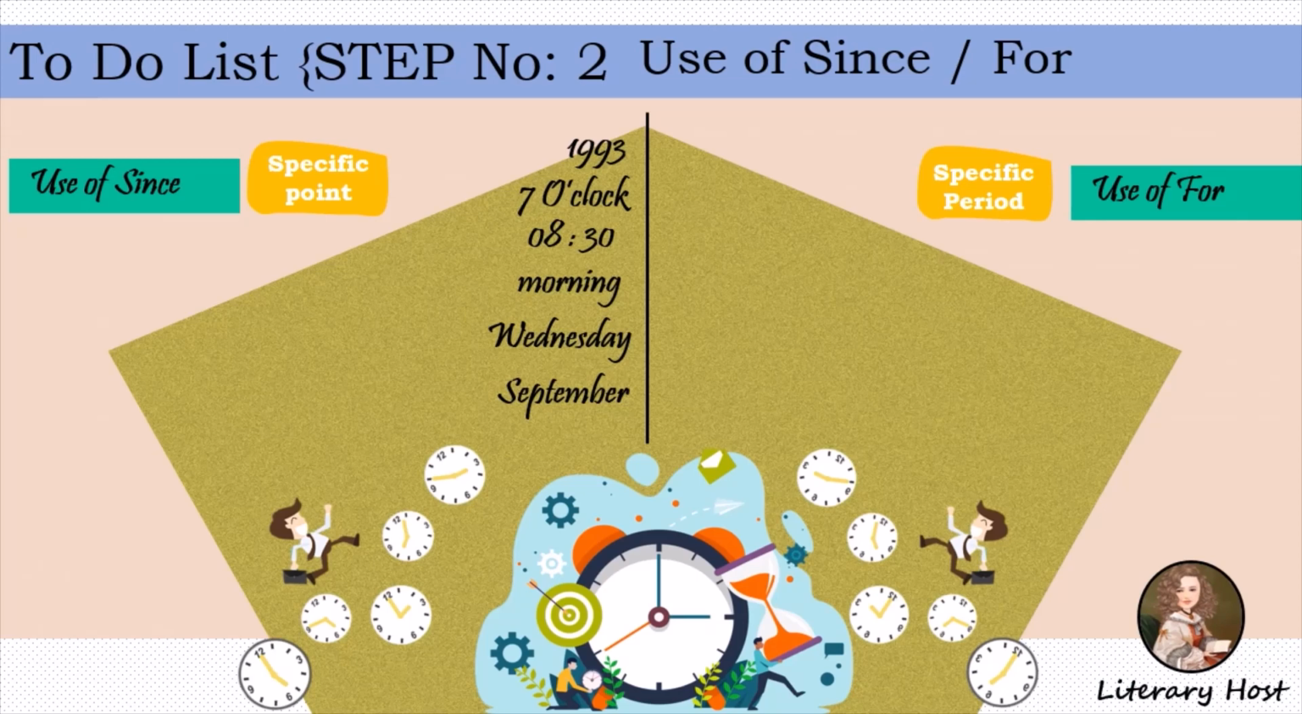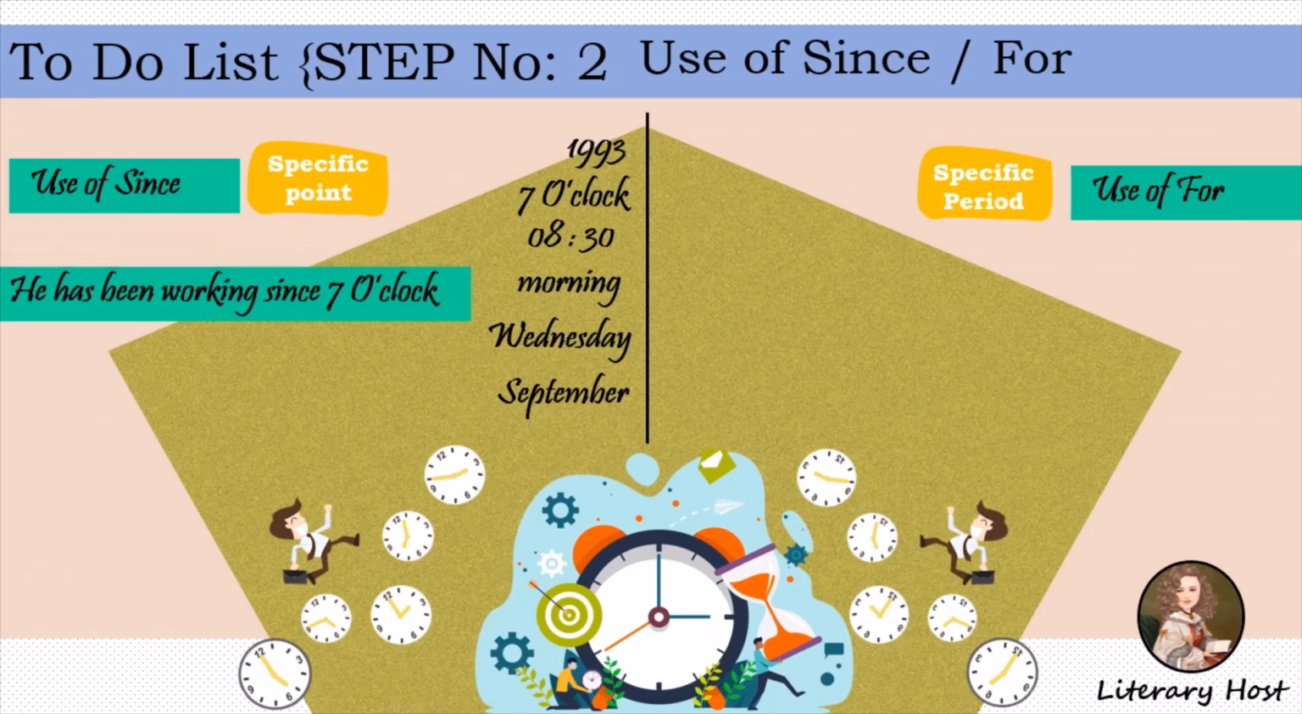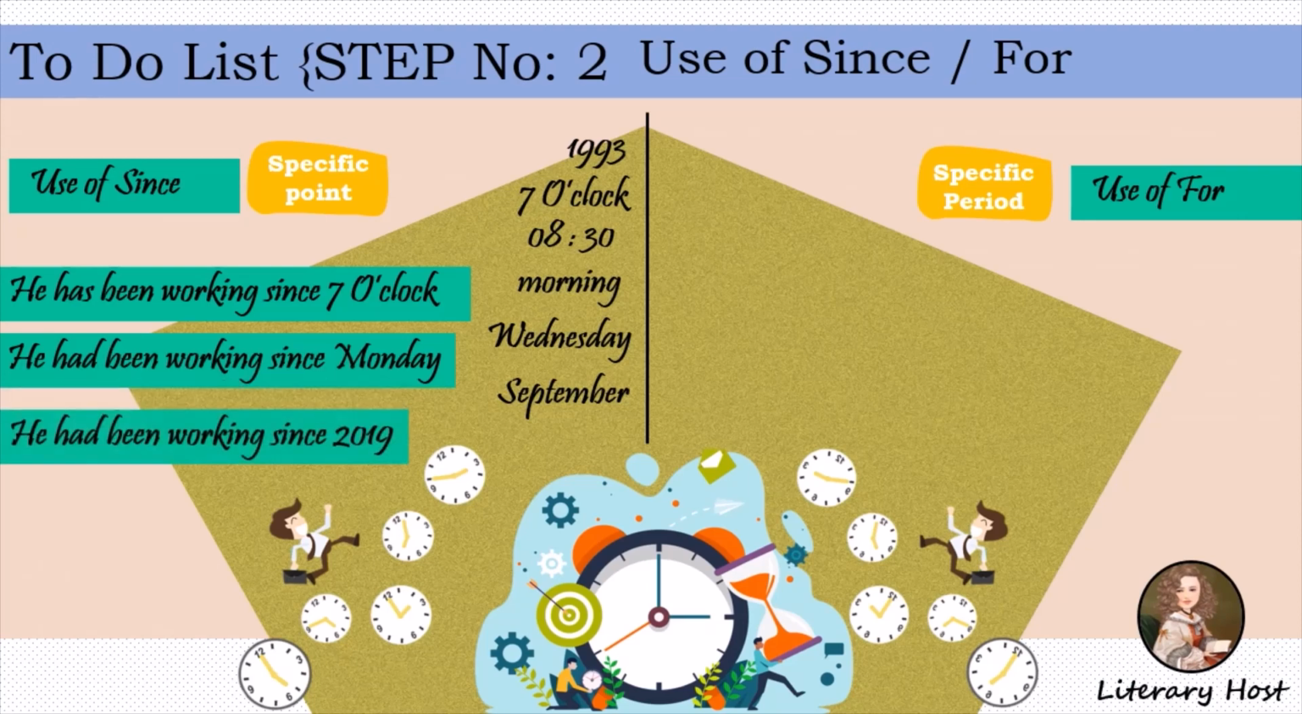So the examples are: he has been working since 7 o'clock. He had been working since Monday. He had been working since 2019. Very good. Now let's talk about the use of for.